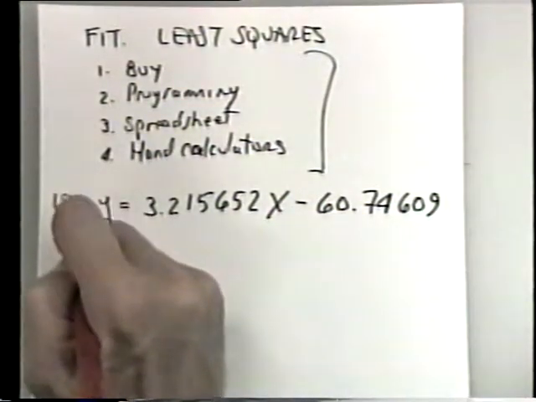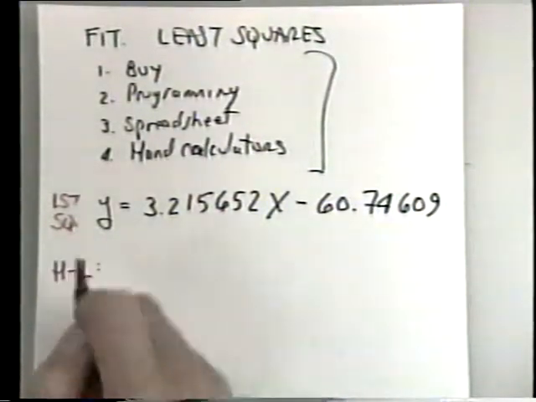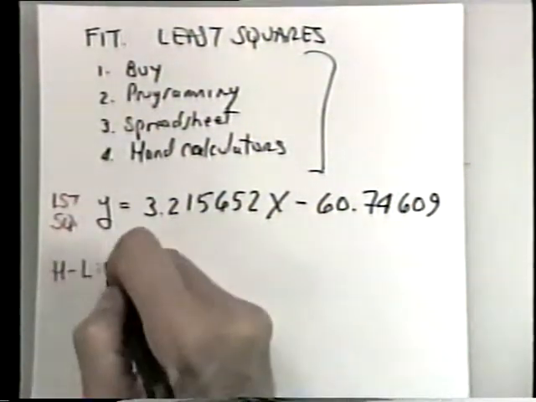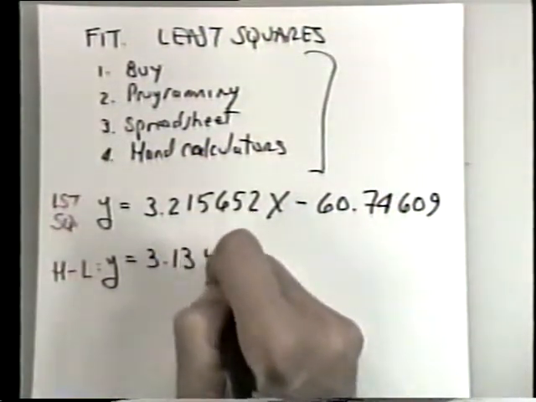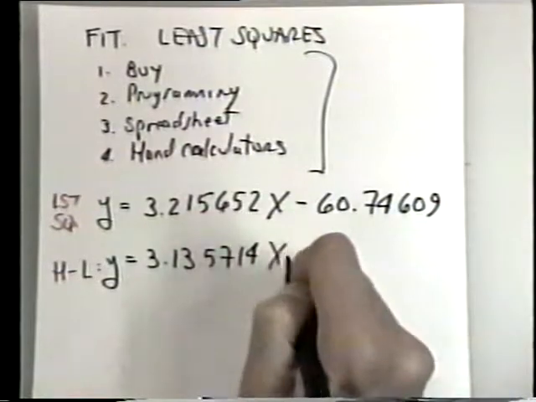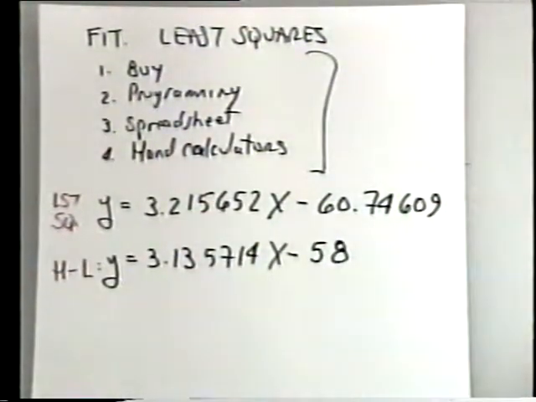And just for fun, I also fit this data by using this nonparametric method that I had mentioned, the Hodges-Lehmann estimator. When I did that, I actually got y equals 3.13571414x minus 58. So this gives you a feeling for the difference of the parametric and non-parametric fits.